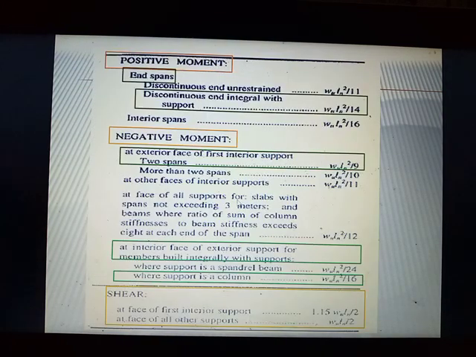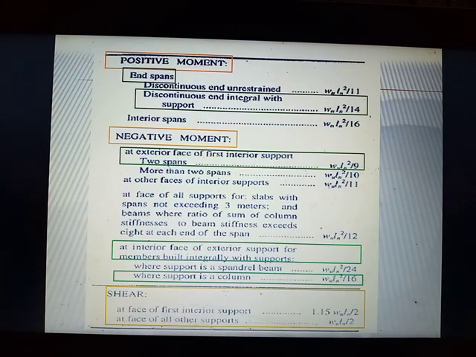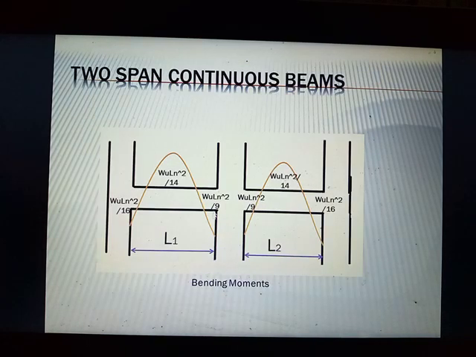And then, the exterior face of the first interior support, since this is our first interior support relative to the exterior supports, at that point you use, since it is two spans, Wu Ln squared over 9. So that's why we use Wu Ln squared over 9.